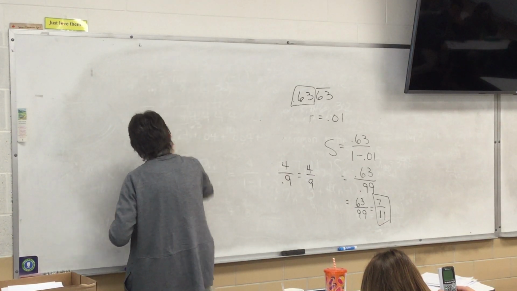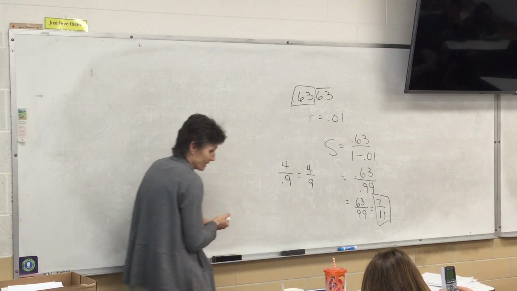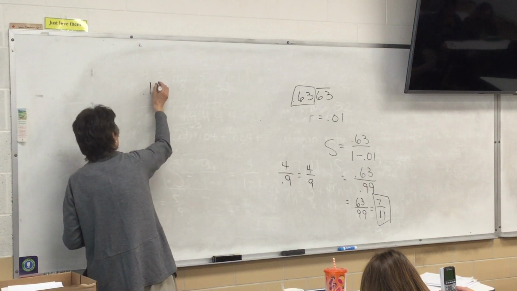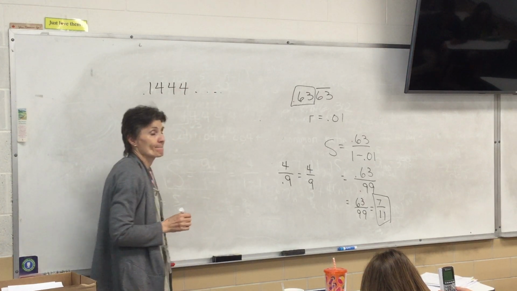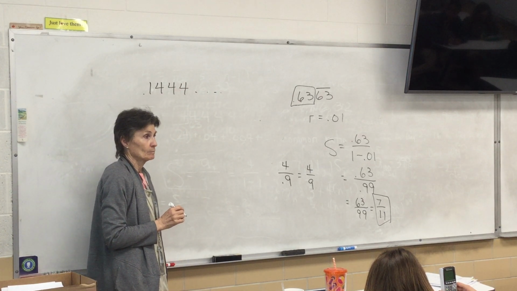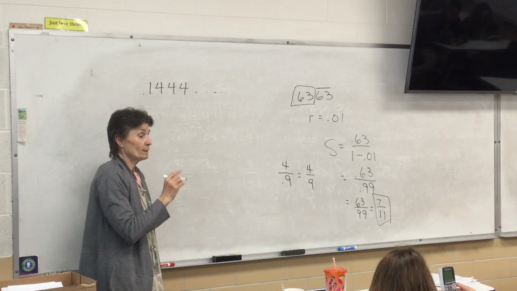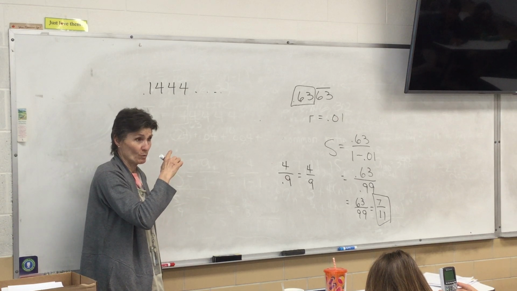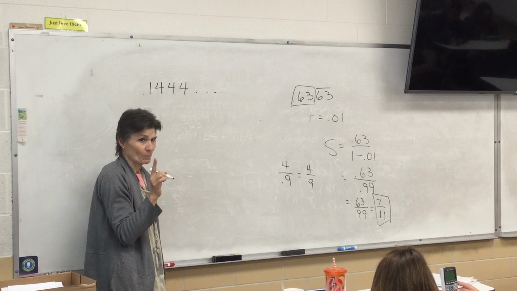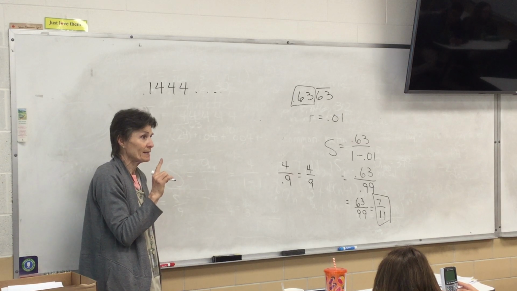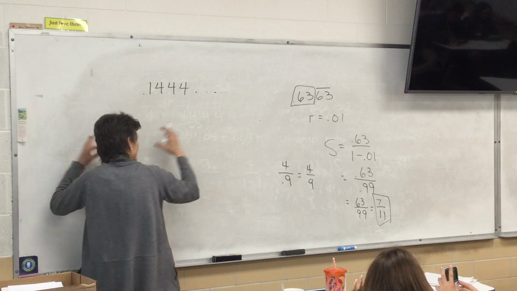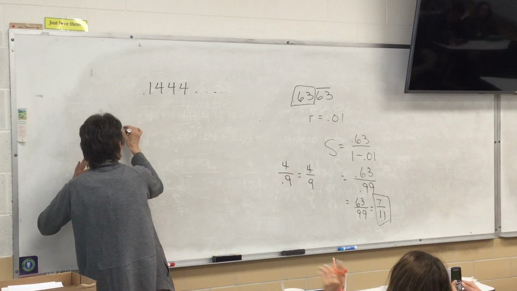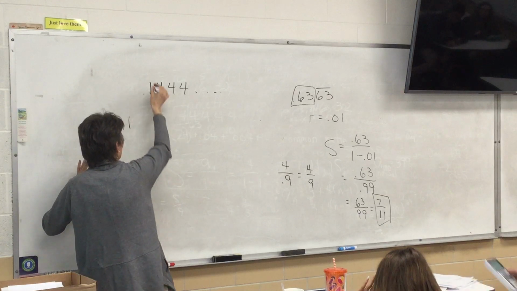Now, C is harder yet. What's different about problem C? Well, we have a number thrown in there that doesn't repeat, right? It's not part of the repeating. So we've got to think about this as kind of like two problems. We've got our 0.1 over here. I'm going to pull him off.